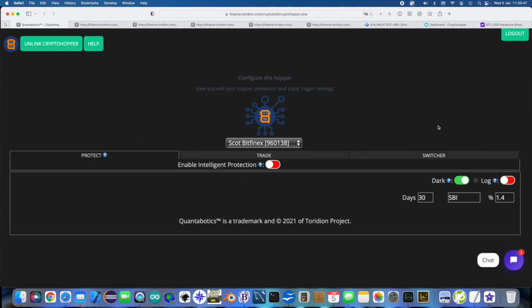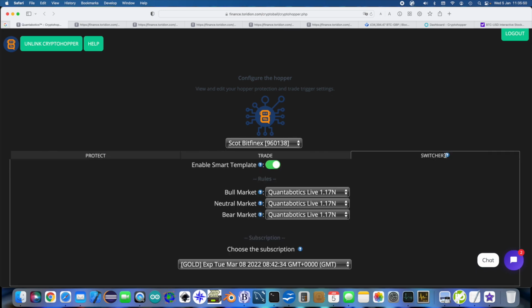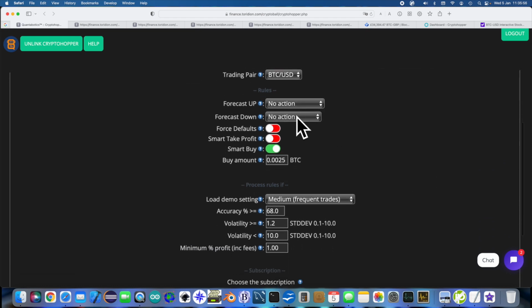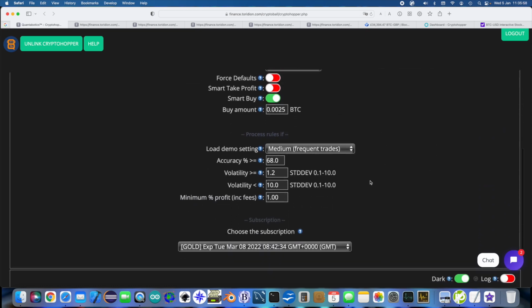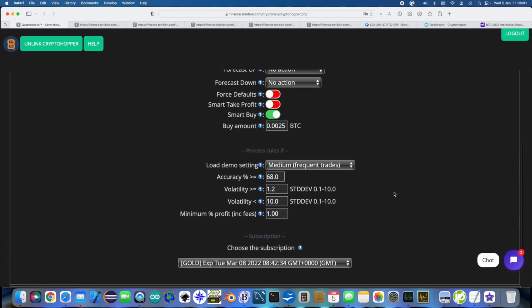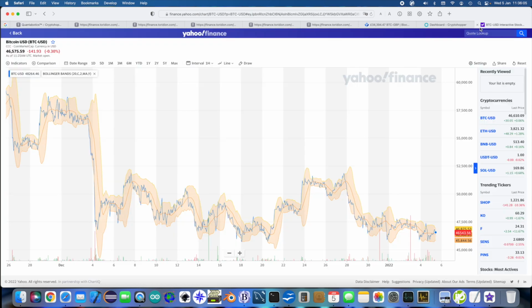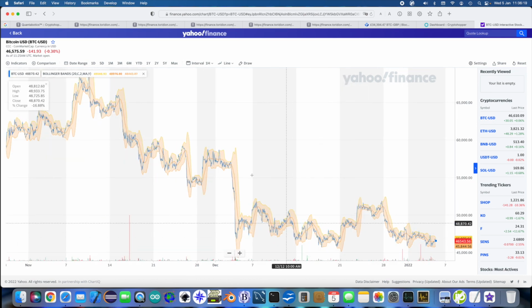So it's just this is not enabled. Let's just turn the logs off. The intelligent protect is off. The switches on mine are actually still on, but let's just go for the trade settings. I'm just going for no action on up and down, and I am quite simply just enabling smart buy to only buy on a downward drop. So about here, it's going to want to try and buy, and it's going to buy on these whipsaw sort of events. So I hope that's of some use to you.